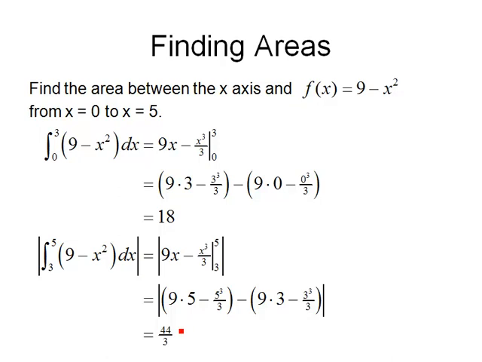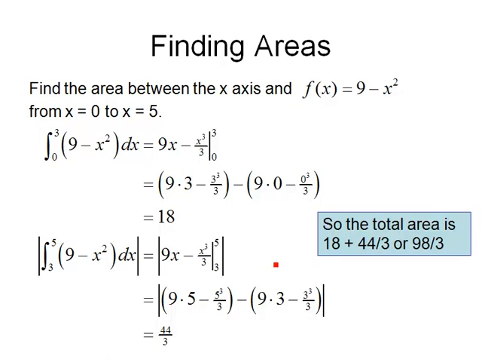So the piece of area that I had above the x-axis from 0 to 3 had an area of 18, and the piece of area that I had from 3 to 5 below the x-axis comes out to negative 44 thirds, but in absolute value, that's positive 44 thirds. So the total area is going to be 18 plus 44 thirds, or 98 thirds. Notice when I did this, I had to break this up into smaller pieces because I didn't want a positive and a negative area to lead to some kind of cancellation of areas.